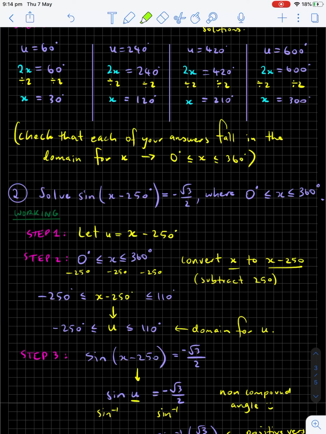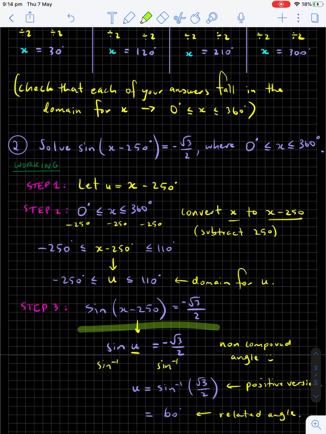Step number 2, we want to go from our domain for x to our domain for u somehow. The way to do it is to change x to x minus 250. We do that by literally taking away 250 from each side. 0 take away 250, that's minus 250. x take away 250 gives us what we want because that will change to u. And then 360 take away 250 gives you 110. So we get our domain for u. u has to be between minus 250 and 110. This is really important to work with when you're solving for u.